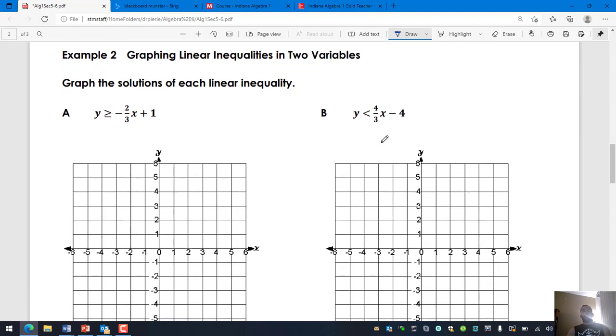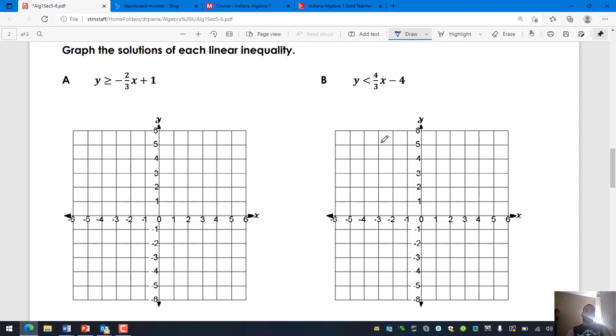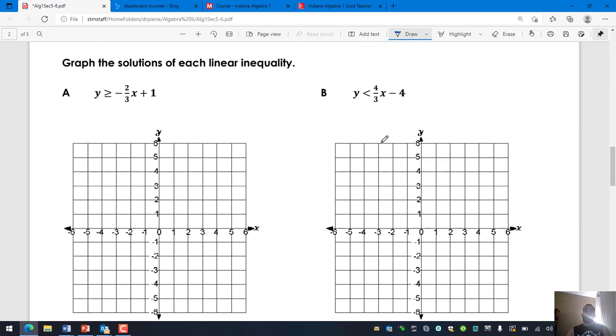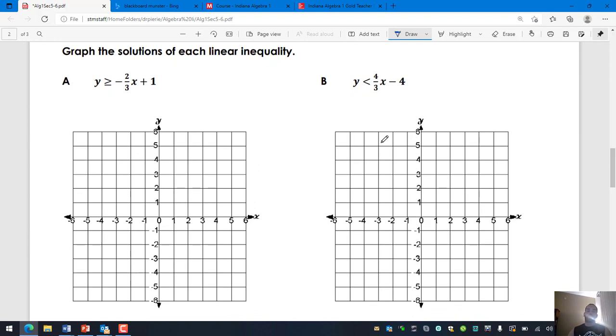Okay, so it says graph the solutions of each linear inequality. Okay, graph what we see here. So fortunately, for example A, we're already in slope-intercept form. Y is by itself, and I'm in the format mx plus b. Okay, so we're going to graph this first just like we would any other linear equation. My y-intercept is at positive 1 and my slope is negative 2/3.